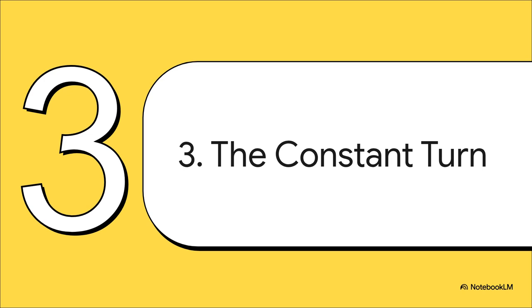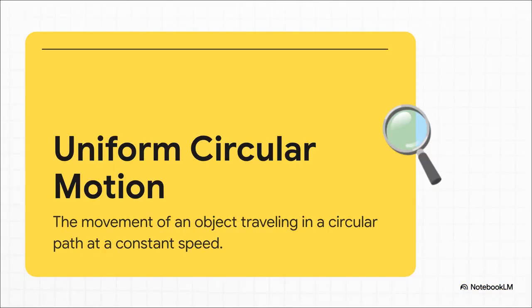Let's take a look at the physics of a steady, constant turn. This is what we call uniform circular motion. Now, here is the absolute key. The object's speed is constant, let's say 10 miles an hour, but its velocity is not, because velocity includes direction. And in a circle, your direction is always changing. And if your velocity is changing, that means there has to be an acceleration.